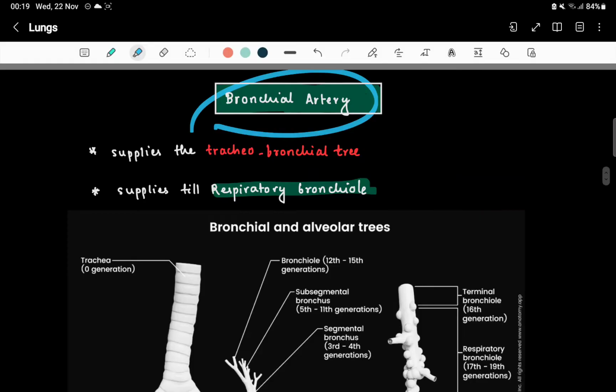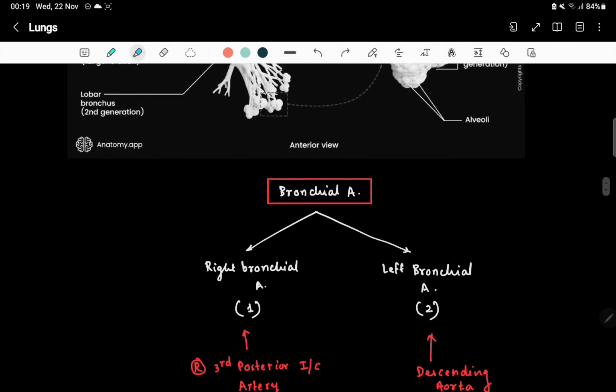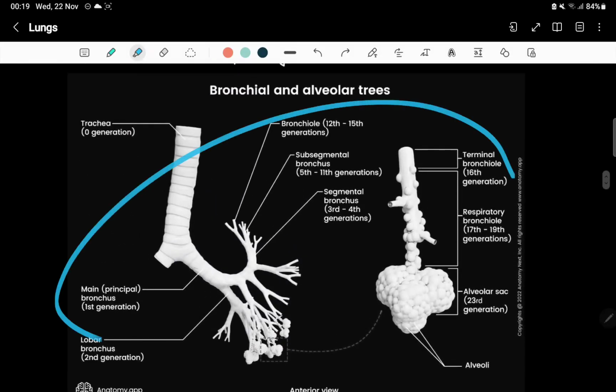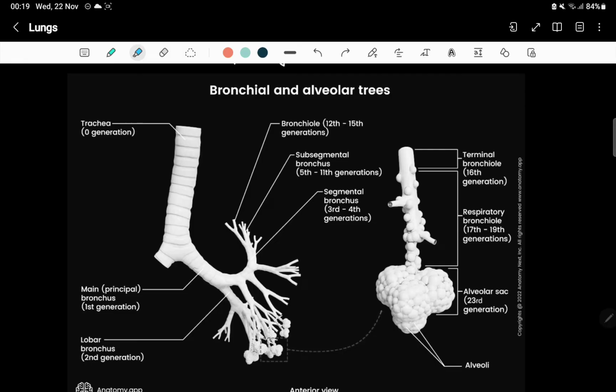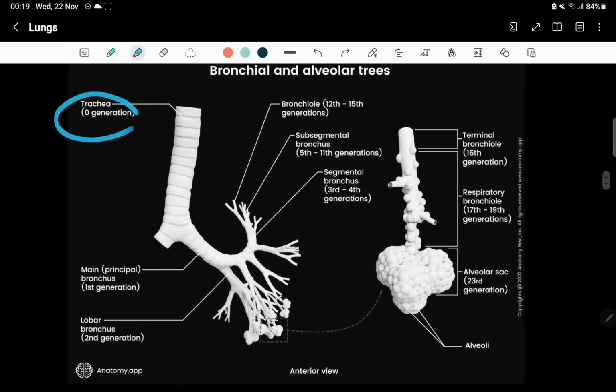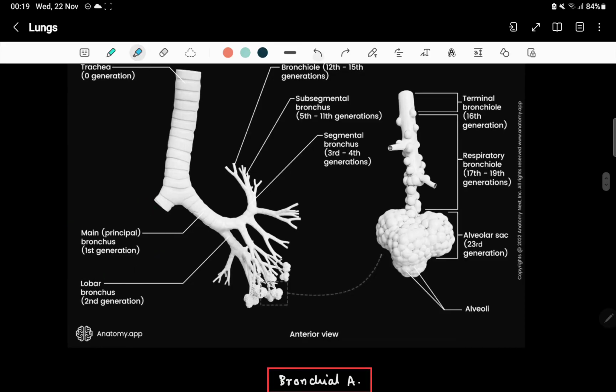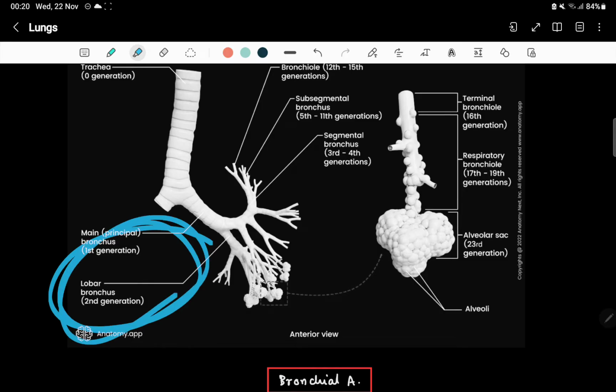Let's talk about the bronchial arteries. The bronchial artery supplies the tracheobronchial tree, up to the respiratory bronchiole. We have many generations of these divisions. Your trachea is the zeroth generation. Then it forms the principal bronchus, which is the first generation. Then the lobar bronchi, each lobe has one, are the second generation.